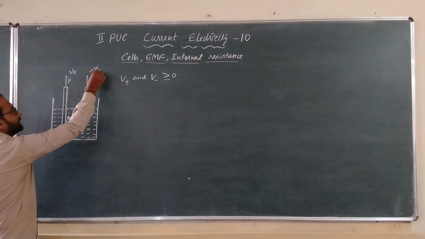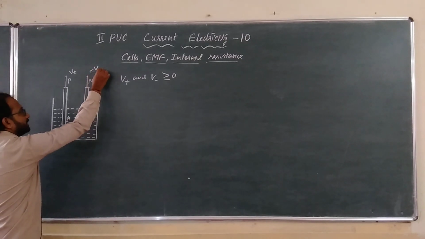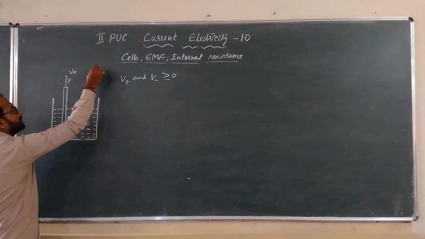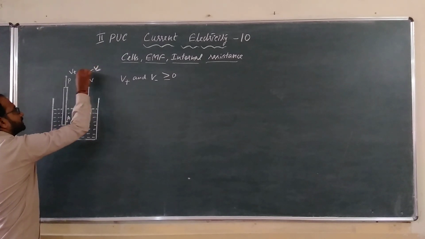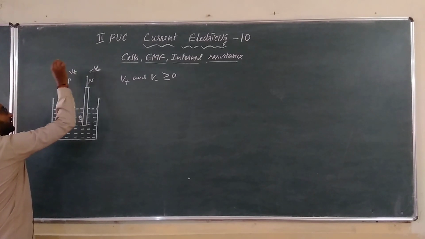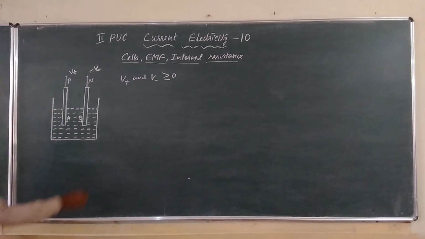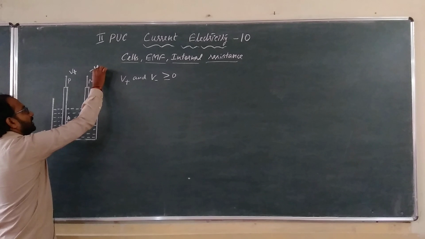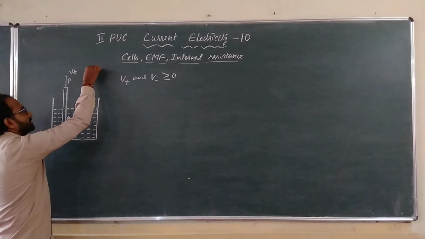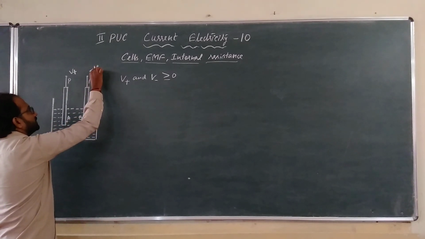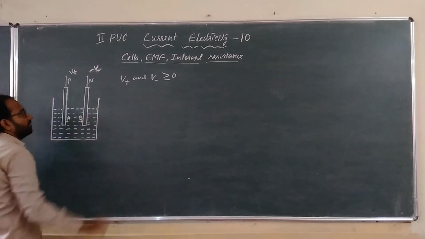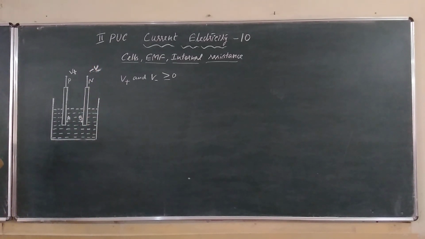Here we used V minus just to indicate that it is the potential of the negative electrode. V plus is the potential of the positive electrode with respect to the electrolyte solution. This is the potential of the negative electrode, no doubt this is minus V minus, so this minus indicates it is the potential of the negative electrode. So V plus and V minus are greater than or equal to 0.